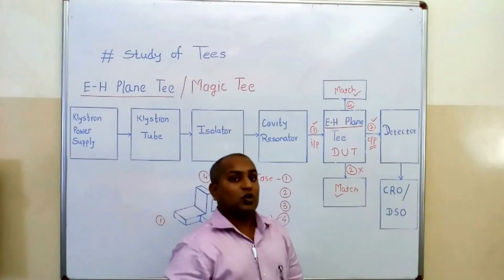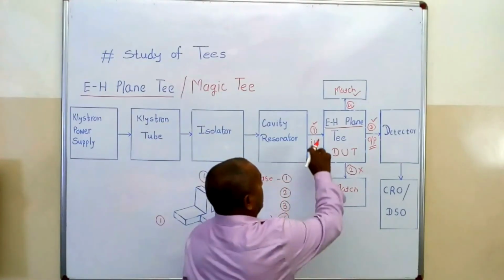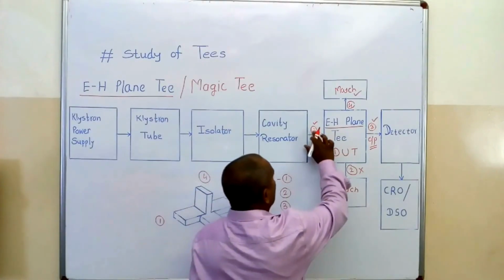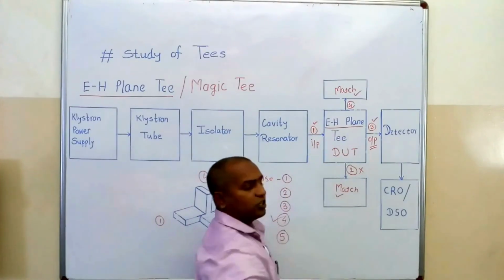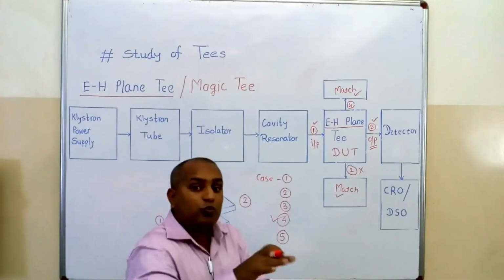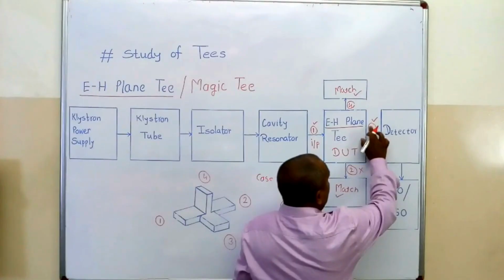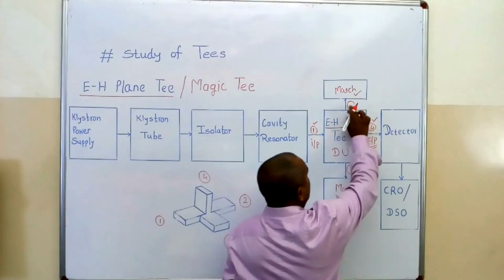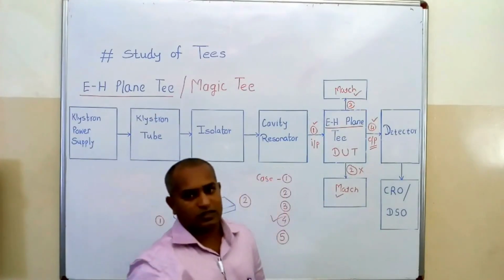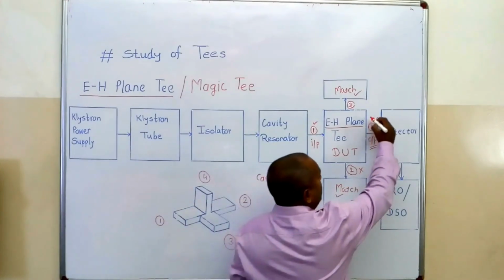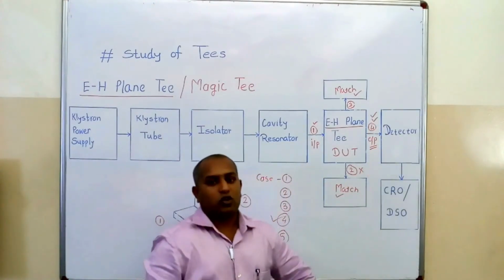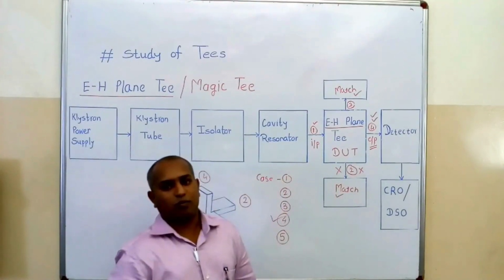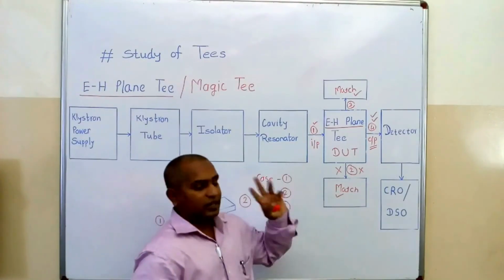Then we will do another case. We will apply the input to port number 1, the same as before. We will change the output port. We will keep the output port as 4 and match termination as 3. So in this case also, definitely we will get the output across port number 4, because according to the magic T we will not get output across port number 2. This is the second case.